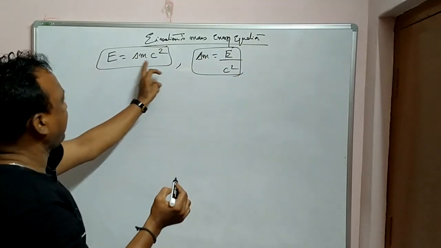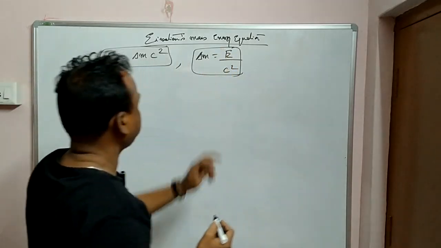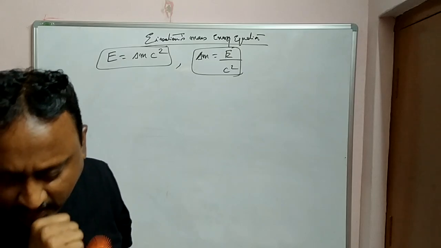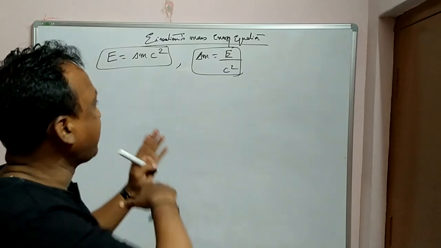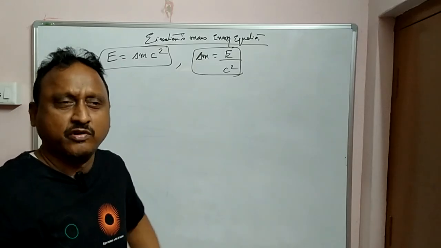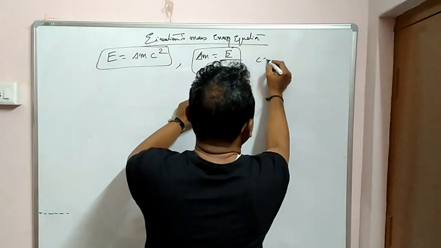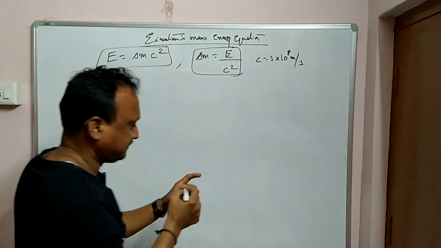Either E is equal to delta m into c square, or mass delta m is equal to E by c square. So I will explain this one, why I have written E by c square. According to Einstein, energy can be converted into mass or mass can be converted into energy. And of course, total energy in the universe is constant. Here c means velocity of light, 3 into 10 power 8 meters per second.